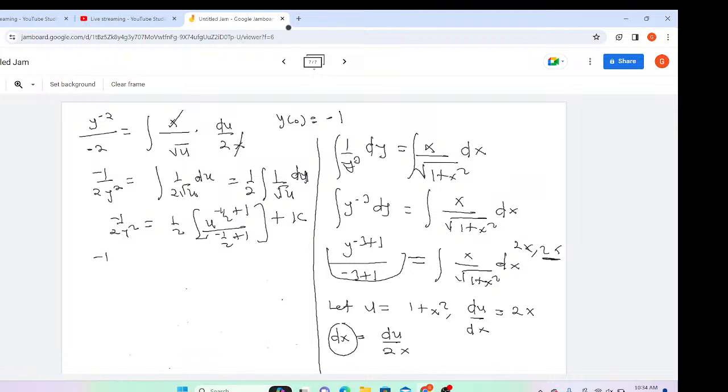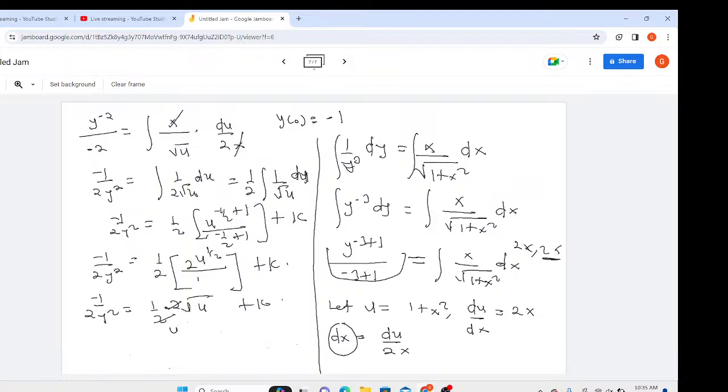Right. So negative 1 over 2y squared equals 1 over 2. Now u exponent negative half plus 1 will give us u exponent half. Negative half plus 1 will give us half. So 1 over 2, so here becomes 2, plus k. Right? So negative 1 over 2y squared equals half times 2 u exponent half, which is root of u, plus k. So 2 divides 2.